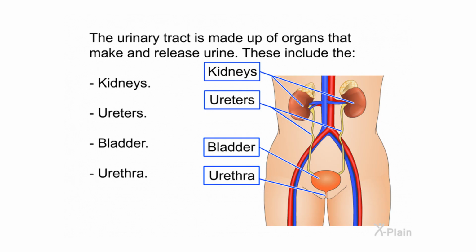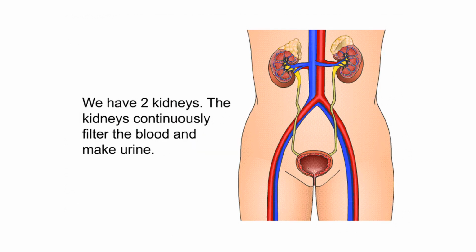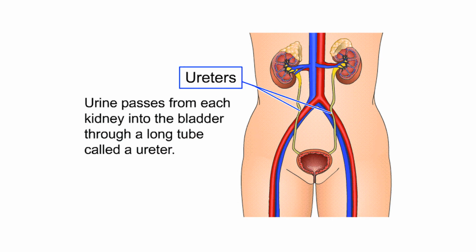Anatomy. The urinary tract is made up of organs that make and release urine. These include the kidneys, ureters, bladder, and urethra. We have two kidneys. The kidneys continuously filter the blood and make urine. Urine passes from each kidney into the bladder through a long tube called a ureter.